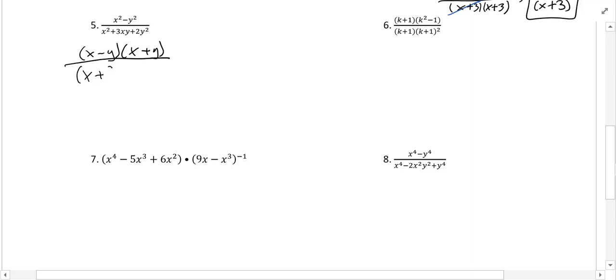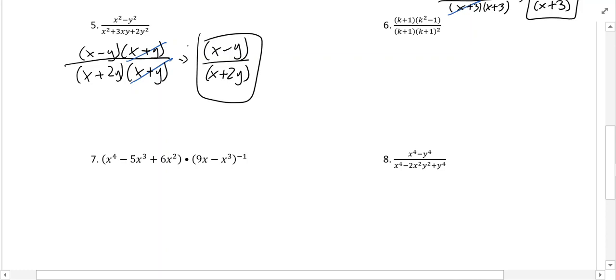So you would have x plus 2y times x plus y. 2y times y would give you 2y squared. 2xy plus 1xy would give you 3xy. So it was factorable. So then again, we simplify what we can. This x plus y on the top cancels out with the x plus y on the bottom. So then you're left with x minus y over x plus 2y.